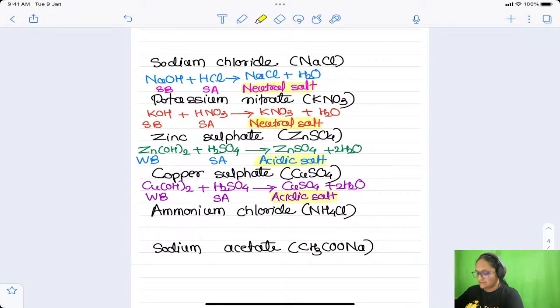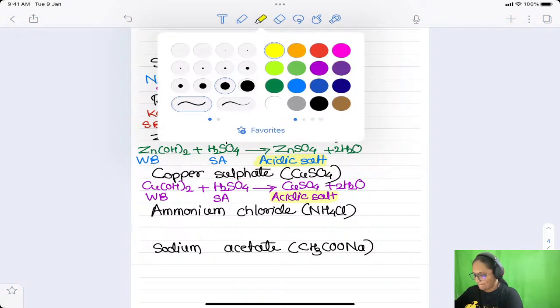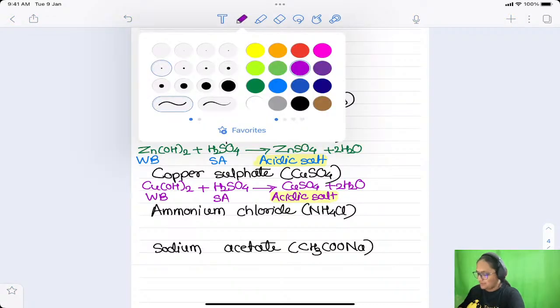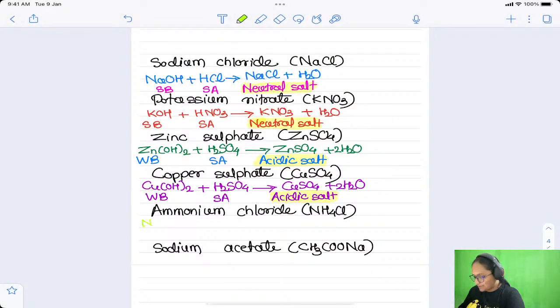Okay, then next, ammonium chloride. Ammonium chloride is obtained by the reaction of NH3 plus HCl. Okay, and we are getting NH4Cl, ammonium chloride. So NH3 is a weak base, HCl is a strong acid. Therefore we are getting acidic salt, right?